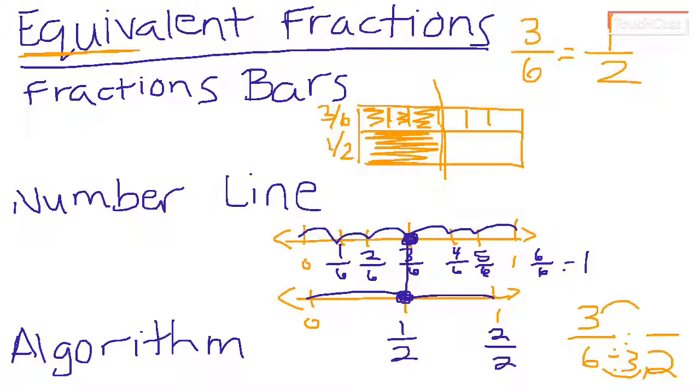Whatever we do to the bottom, we must do to the top. So what is 3 divided by 3, which is 1? So there you have it. We did equivalent fractions with 3 different strategies, and guess what? We got the same answer every time. So that makes us a super genius.